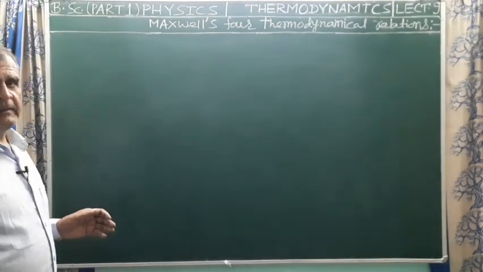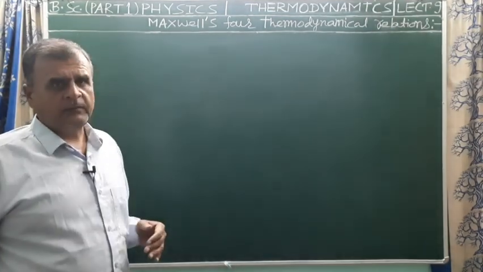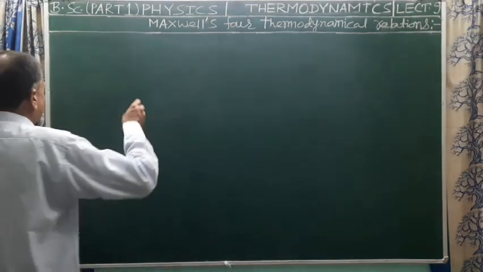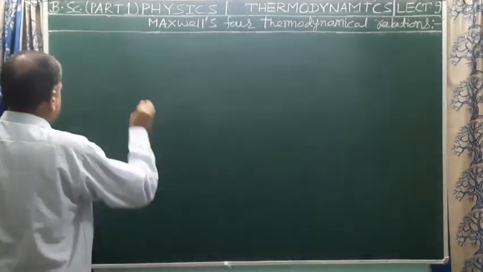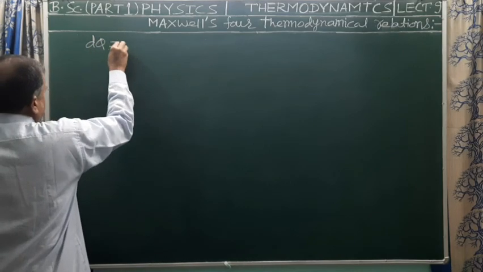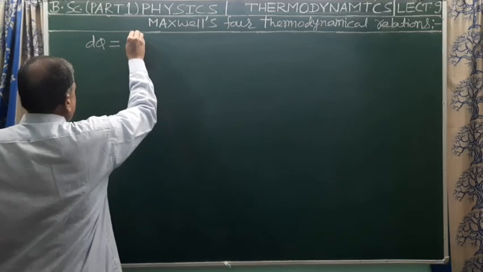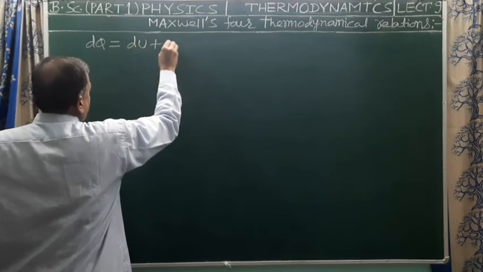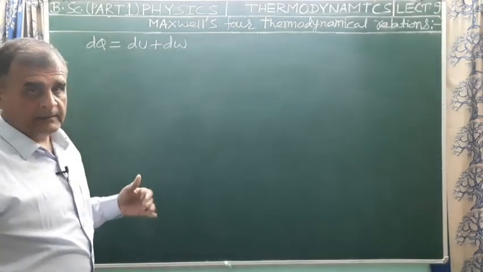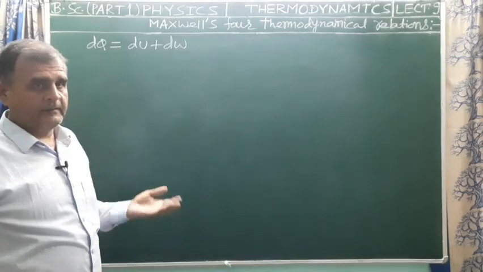To derive Maxwell's four thermodynamical relations, we have to start from the first law of thermodynamics, which in differential form is given by dq, which is the amount of heat supplied to a system. dq equals du plus dw, where du is the increase in internal energy of the system and dw is the work done by the system.